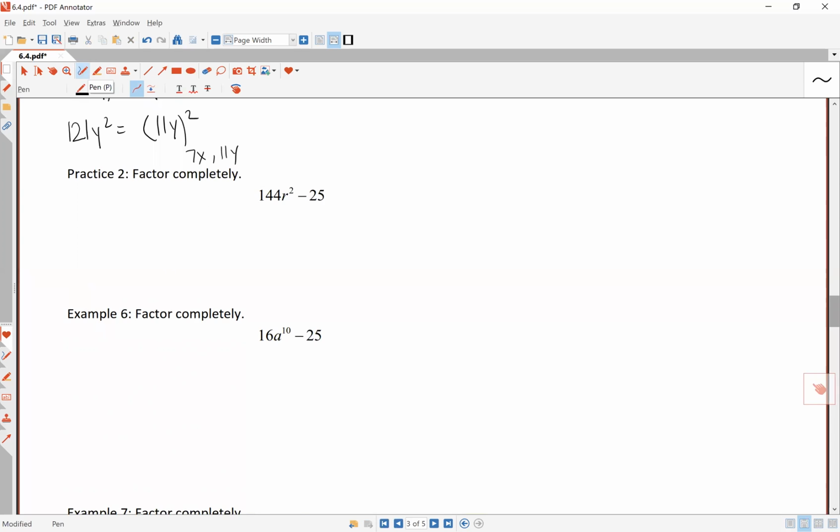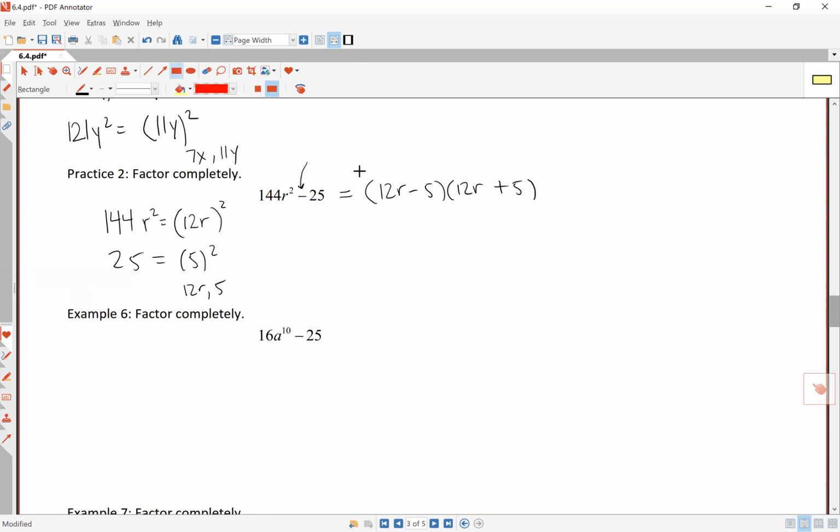Now that you've had a chance to work this out, I'll work this out with you. We recognize here that we have a difference of two terms that are perfect squares. 144r squared is the square of 12r. 25 is the square of 5. We've recovered our two pieces, 12r and 5. So we subtract them and we add them, giving us 12r minus 5 times 12r plus 5.